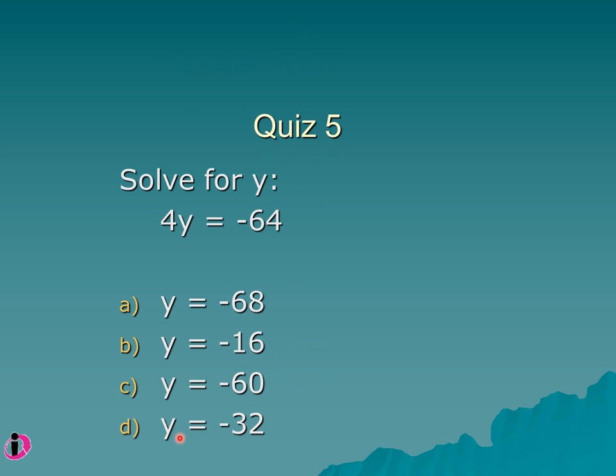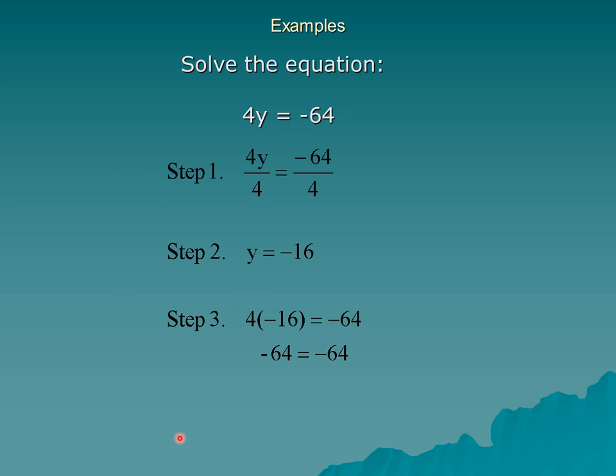Another one. 4y equals negative 64. So you want to get rid of 4, right? Multiplied by y, and you just divide both sides by 4. Once you divide, you get negative 16 on the right side and y, so you solve it, and last step you verify the answer. So you replace the y by negative 16, right? See whether the left side and right side are equal.